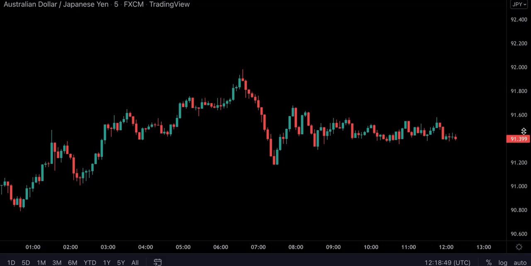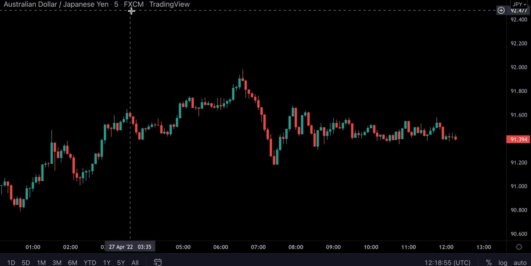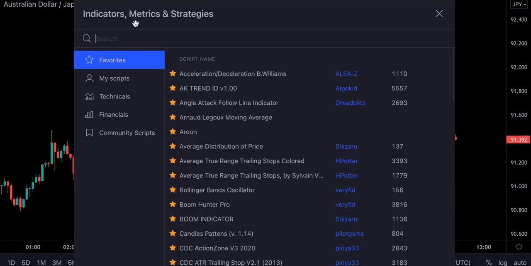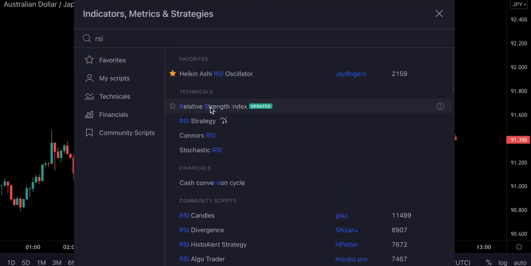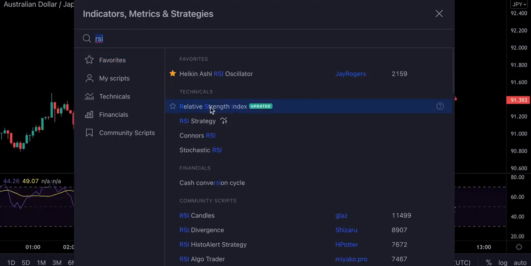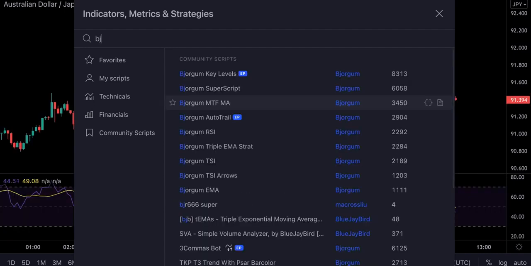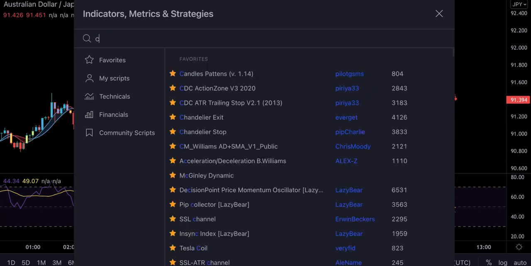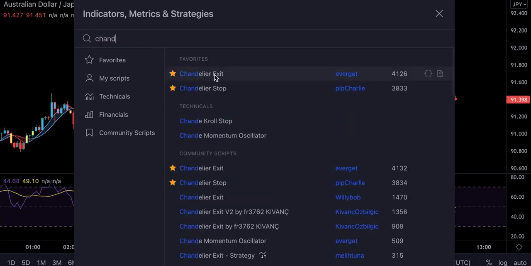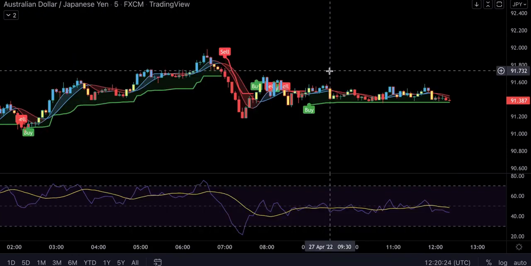Okay, we're going to do our backtesting on an RSI Yen 5-minute chart, and for this strategy we're going to need 3 free TradingView indicators. So let's go ahead and add them to our chart. For the first indicator we're going to add RSI, Relative Strength Index. For the second indicator we will need BJ superscript. And for our third indicator, we will use a chandelier exit. This one by Everget.